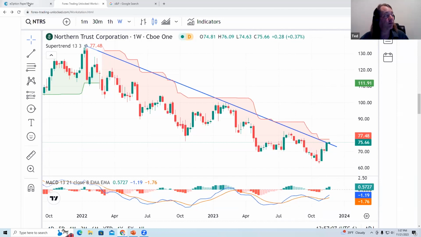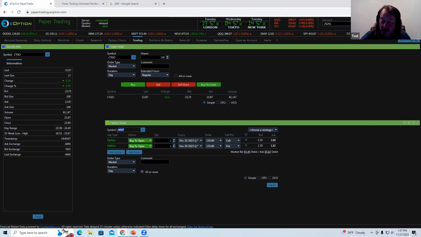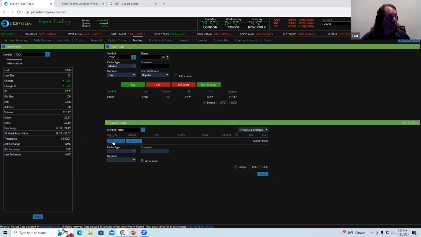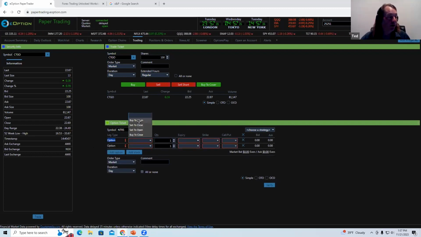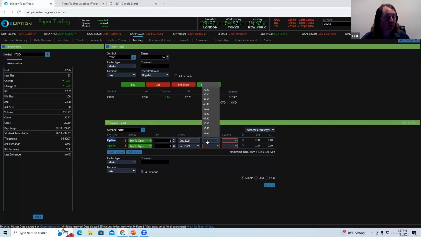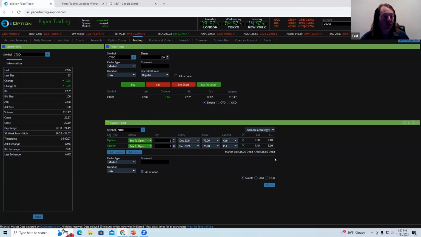So 75.68, we're going to go to NTRS, and we're going to go to options, and we're going to go to buy to open. Remember, when you're buying a straddle, quantity is the same, buying to open is the same. Expiration, we're going to go to the December, and then the strike, let's see, what was it again? It was 75.67. So we're going to look for the $75 strike. Remember, the strike price has to be the same price. And then we do one call and one put, and that is for either 16.20 or 16.80.